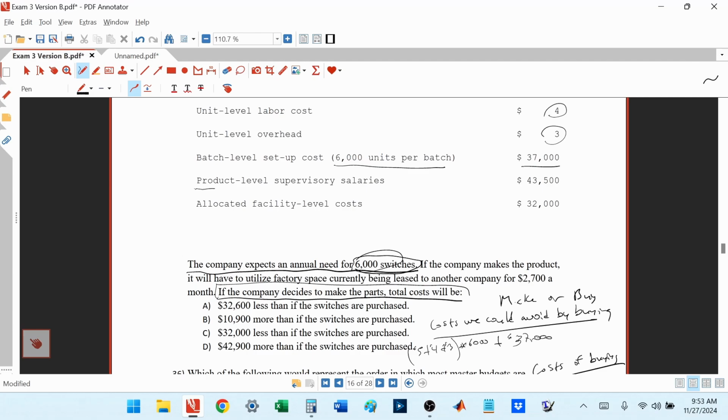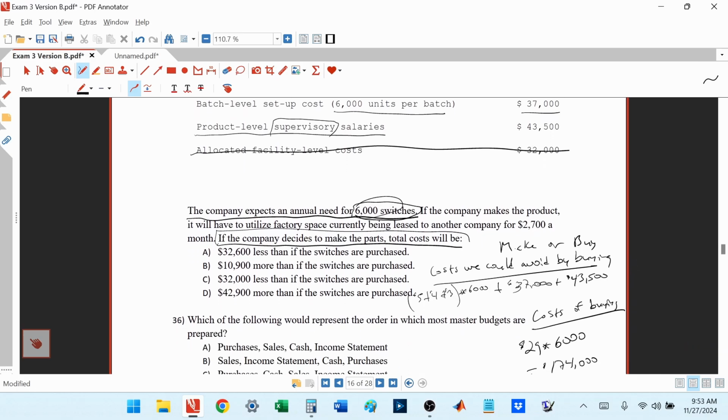And then if we start making the switches, we do have to have a supervisor to supervise the making process, and we're going to have to pay him a salary. So we could avoid that cost by buying these switches. And then we cannot avoid this cost by buying. Whether we keep buying or we decide to start making, the facility level costs are the same. We can't avoid it. So that would be the total cost that we could avoid by buying.